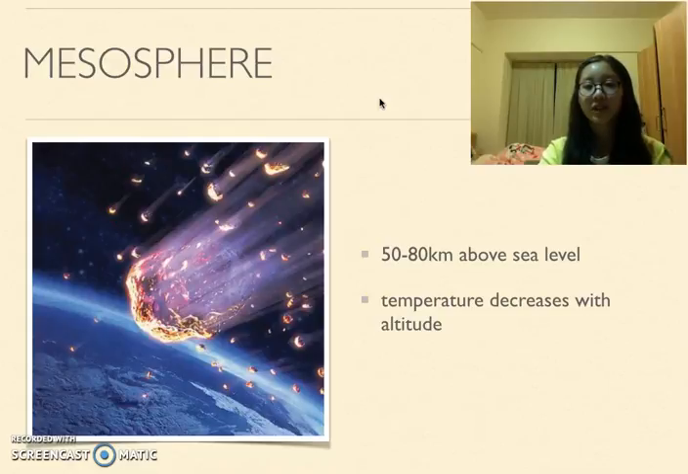Mesosphere is the third layer of the atmosphere, and it extends from 50 km to 80 km above sea level. The temperature decreases with altitude. The mesosphere is where meteors burn up.